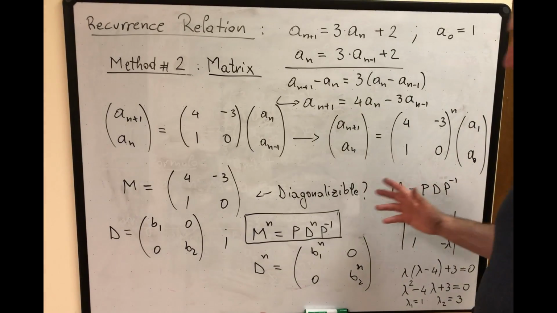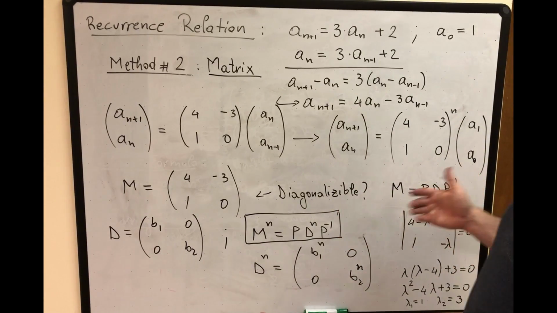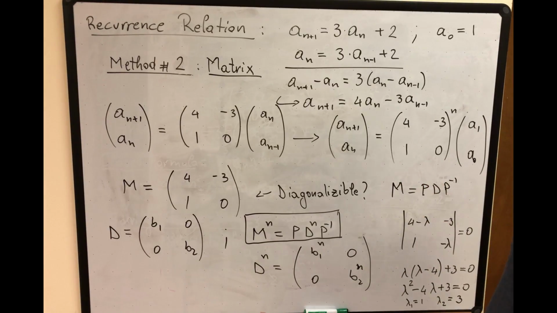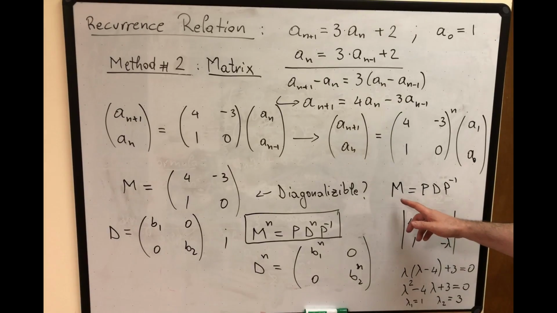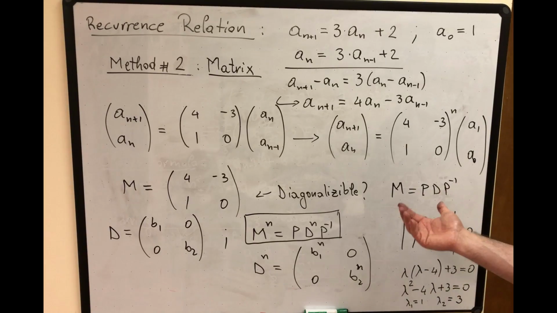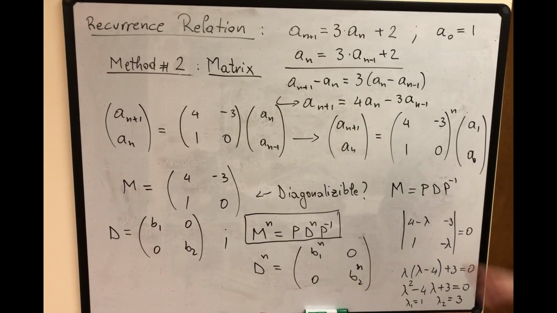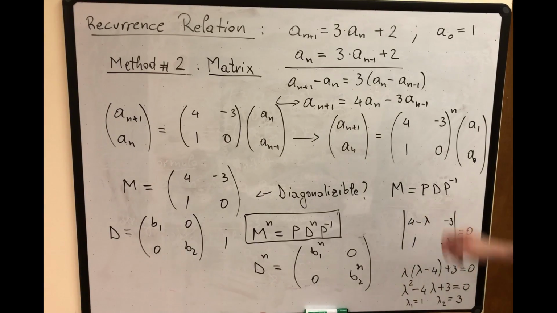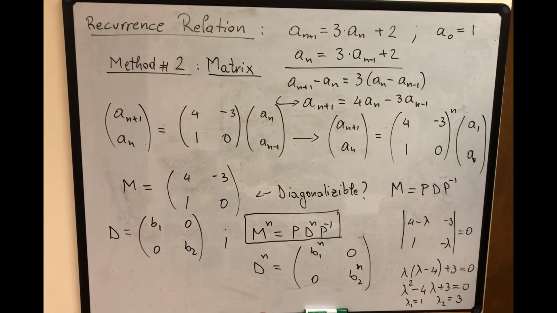But how can you know beforehand whether or not a matrix is diagonalizable? A matrix is diagonalizable when you can write M in the form P D times P to the power of negative 1. P must be invertible, clearly, and D is a diagonal matrix. So if you can write M in this form, then M is going to be diagonalizable. Okay? So one criterion, a nice one, is using eigenvalues.